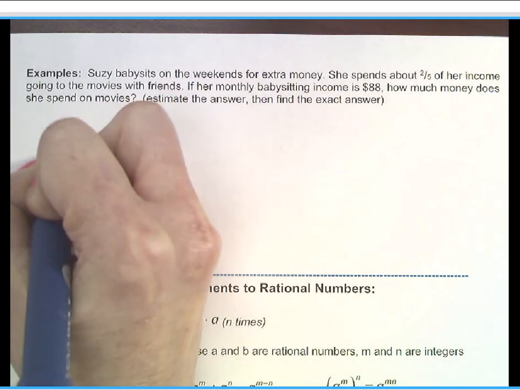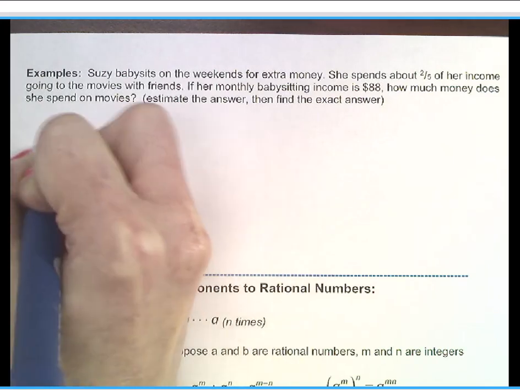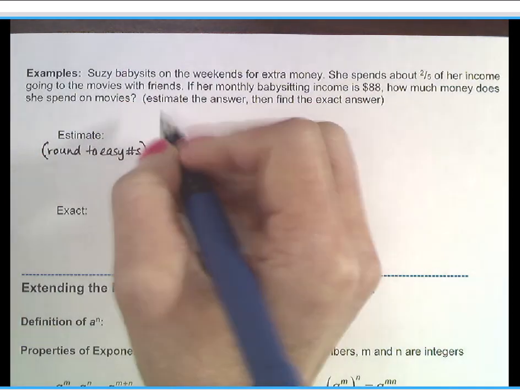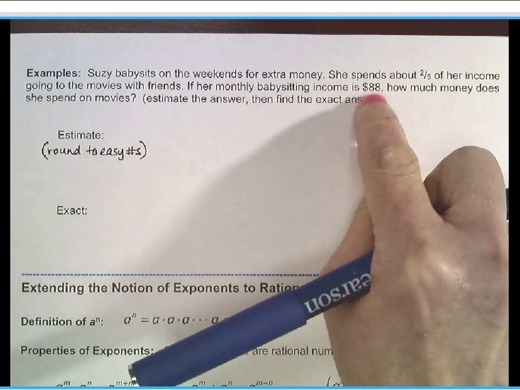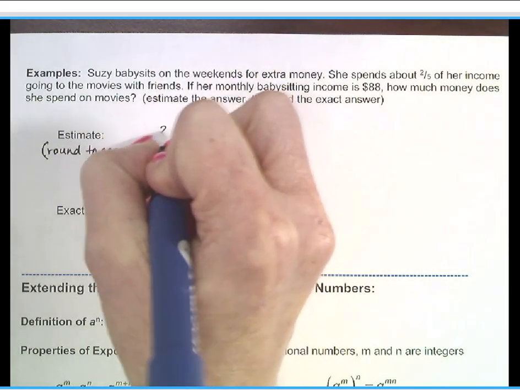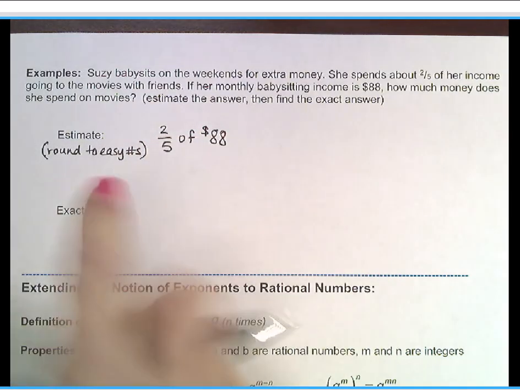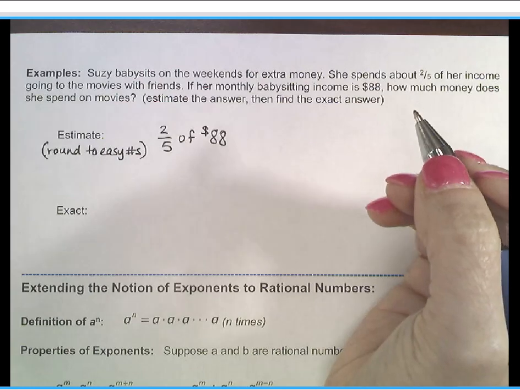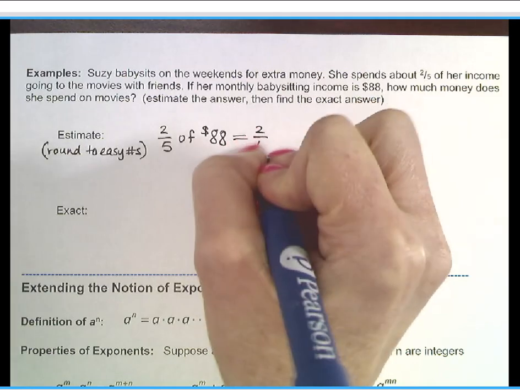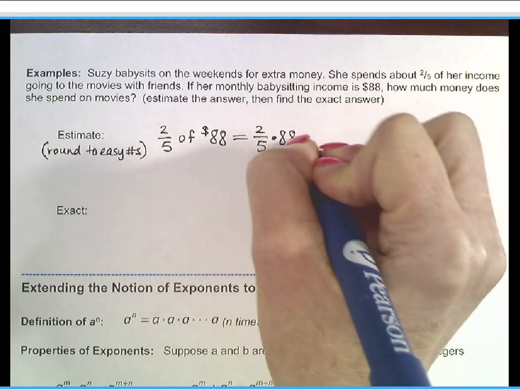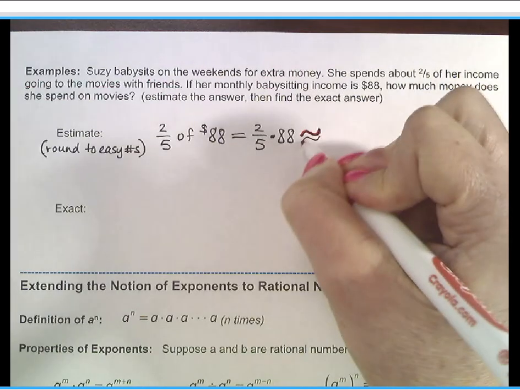And what you want to do is just round to easy numbers. If you can't do the math in your head, you probably haven't rounded enough. So what we're trying to figure out is 2/5 of her income. We're trying to figure out how much that is. Her income is $88. So we're trying to find what is 2/5 of $88. So the first thing is you have to figure out what kind of a problem this is. And because of the word "of," this is going to be a multiplication problem. So we're trying to estimate 2/5 times 88. We're estimating it, so I'm going to use my little squiggly equals here to say approximately.